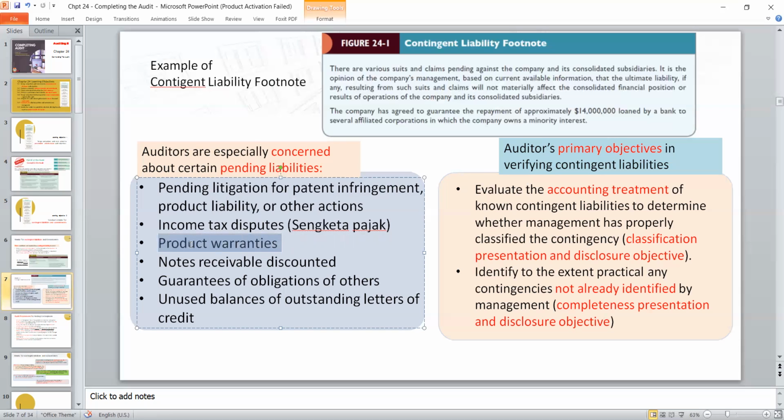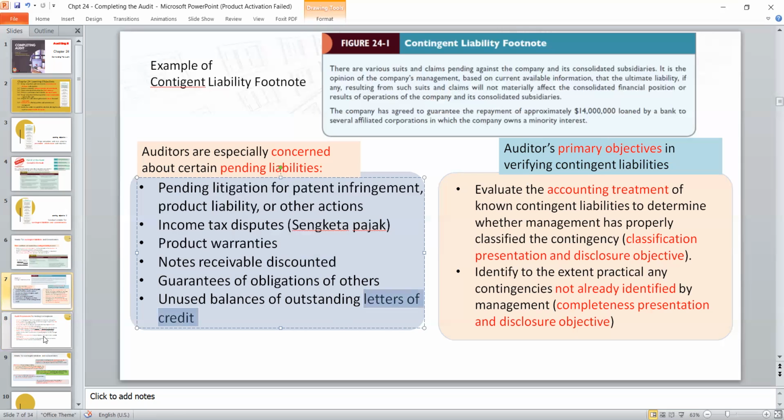It's a kind of uncertainty. We don't know whether today there will be 10 people claiming for the warranties. We don't know. Notes receivable discounts, it means your notes receivable will be discounted, like a kind of impairment. Guarantees of obligation, and unused balance of outstanding letters of credit.